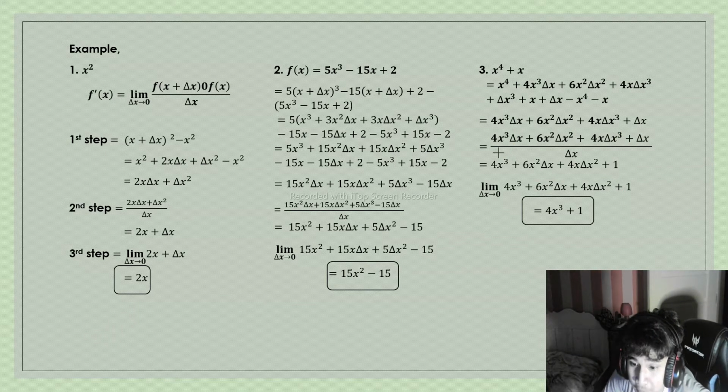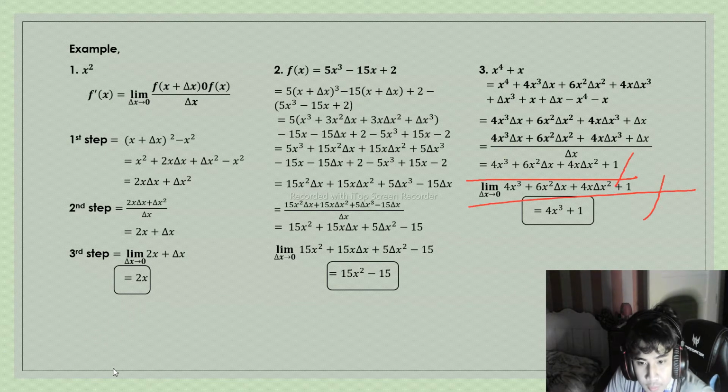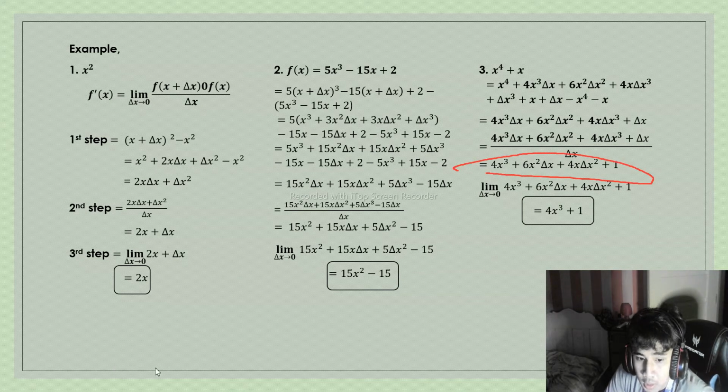So, third step naman tayo. Magiging 4x cubed plus 6x squared delta x plus 4x delta x squared plus 1. Kukunin natin ang limit as delta x approaches 0. Lahat ng delta x magiging 0. May squared nga lang, pero magiging 0 pa din siya. Makakancel din ang term. Kaya 4x cubed plus 1 ang magiging sagot.